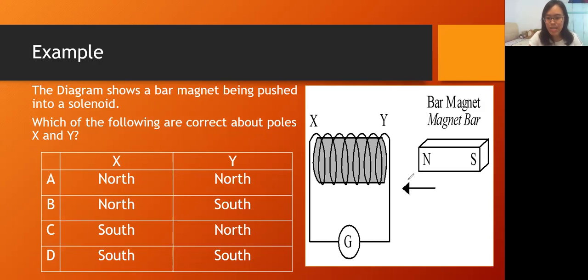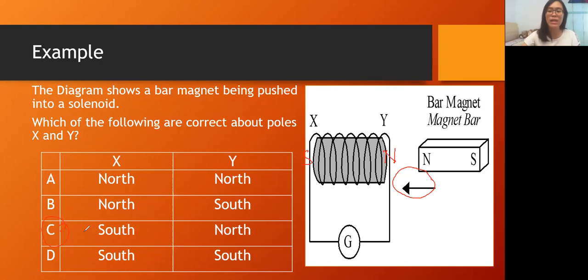You see, this one, the direction of the magnet is going into the solenoid. So if, let's say, it's going into the solenoid, which means that it is the same polarity as the magnet, the end part here. So this one north, then this one will be south. North and south. Okay, so the answer will be C.